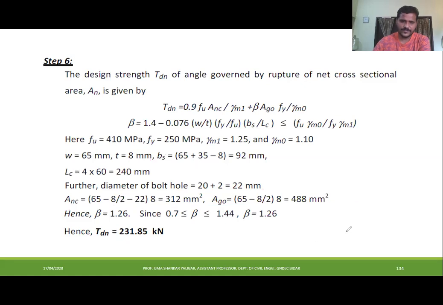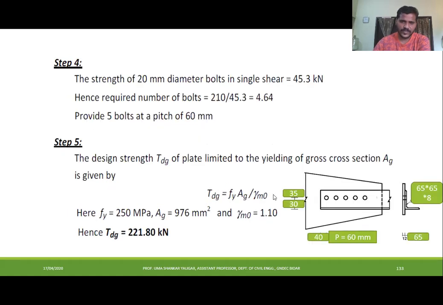For example, you can see here. From this edge to this center, how much is it? It is 35. It is the distance from the edge to the center of the bolt. That is your W1, the center of bolt to the edge of the plate.